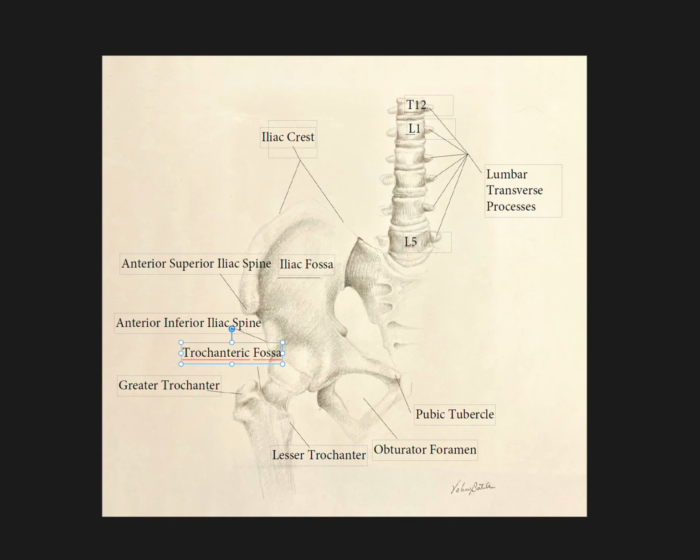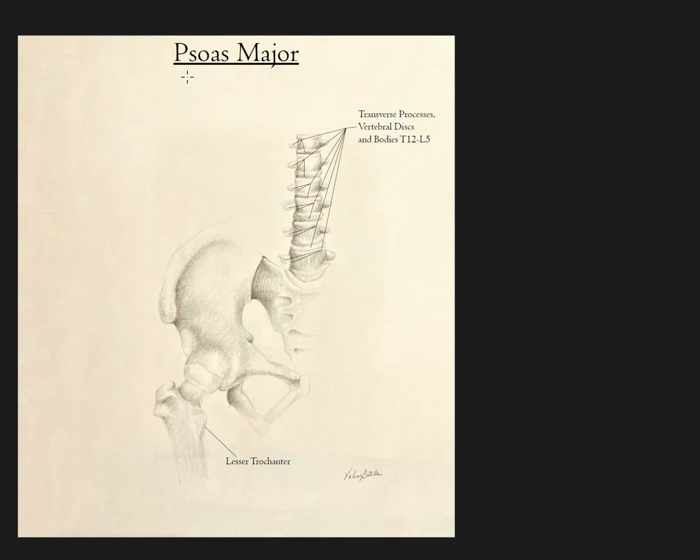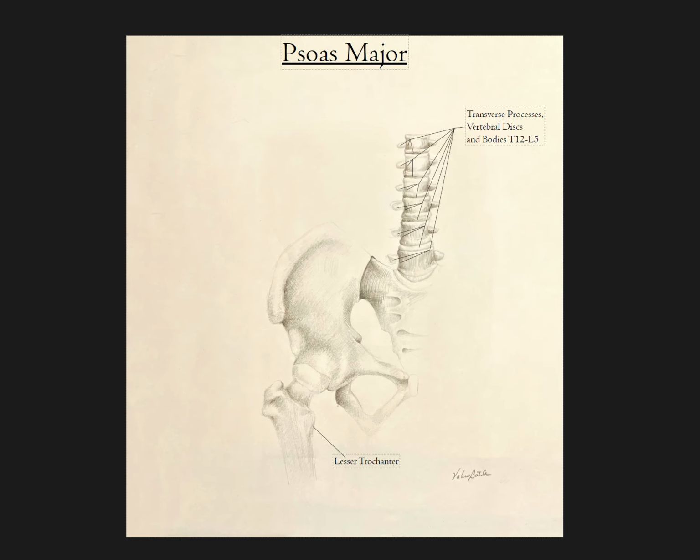So, first muscle we're going to talk about, psoas major. Let me move this over to the side. The attachment sites for the psoas major are going to be on all of these vertebrae: the vertebral bodies, the vertebral discs in between the bodies, and the transverse processes from T12 through L5. All of these 6 vertebrae right here, all of the lumbar and the last thoracic. That's where psoas major is going to start.